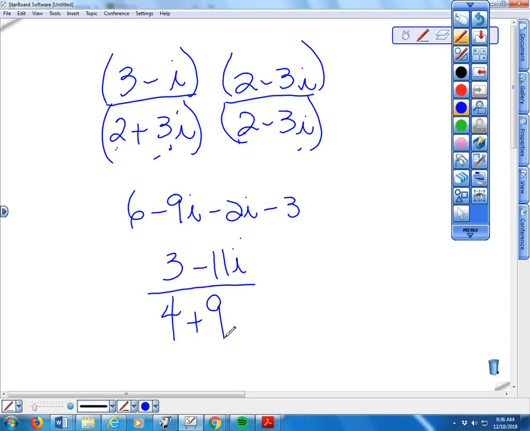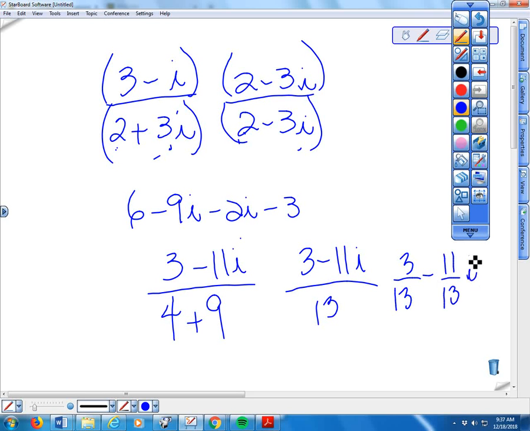So I end up with 3 minus 11i over 13. And then I've got to break it into a complex number, where I take the real part and the imaginary part, and I'm done.